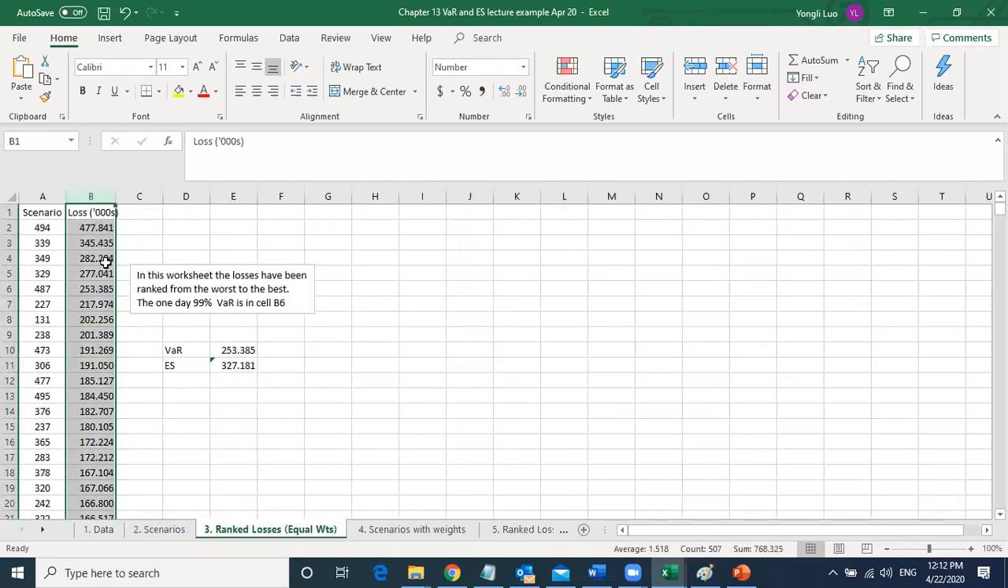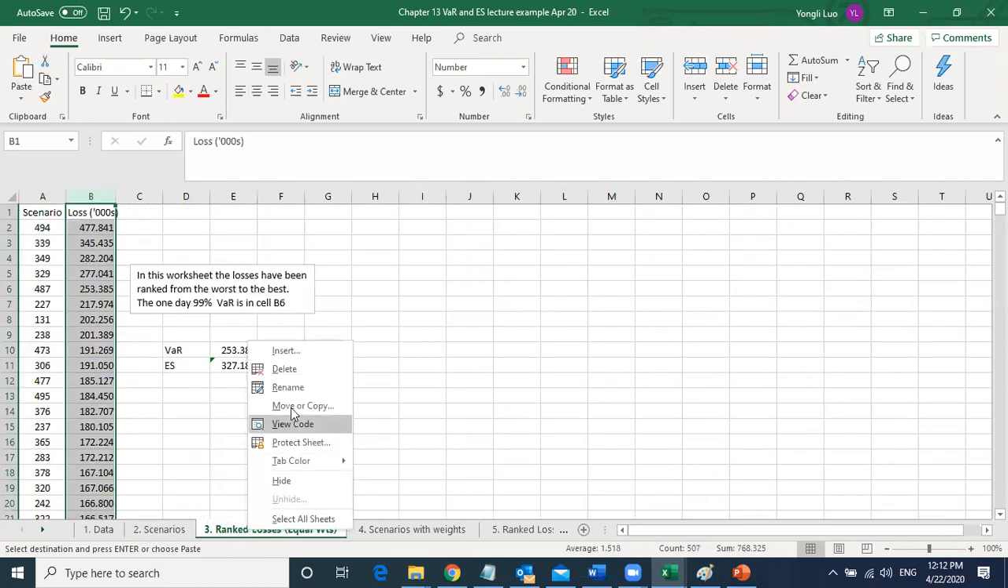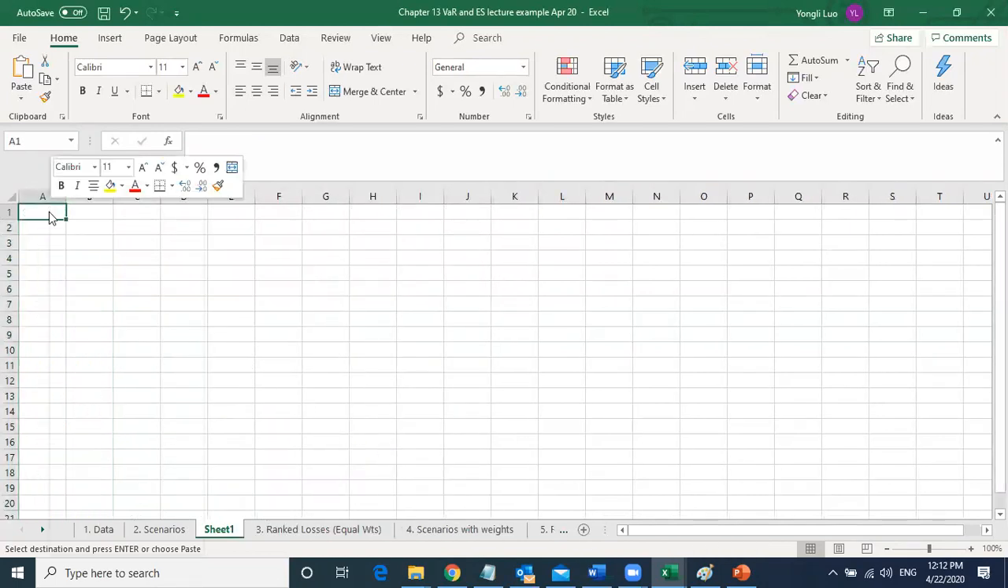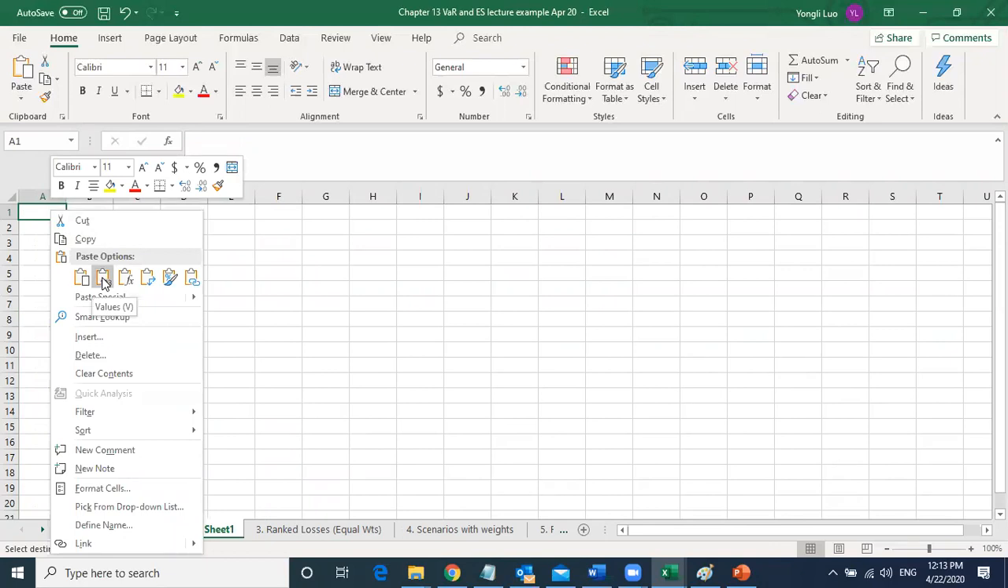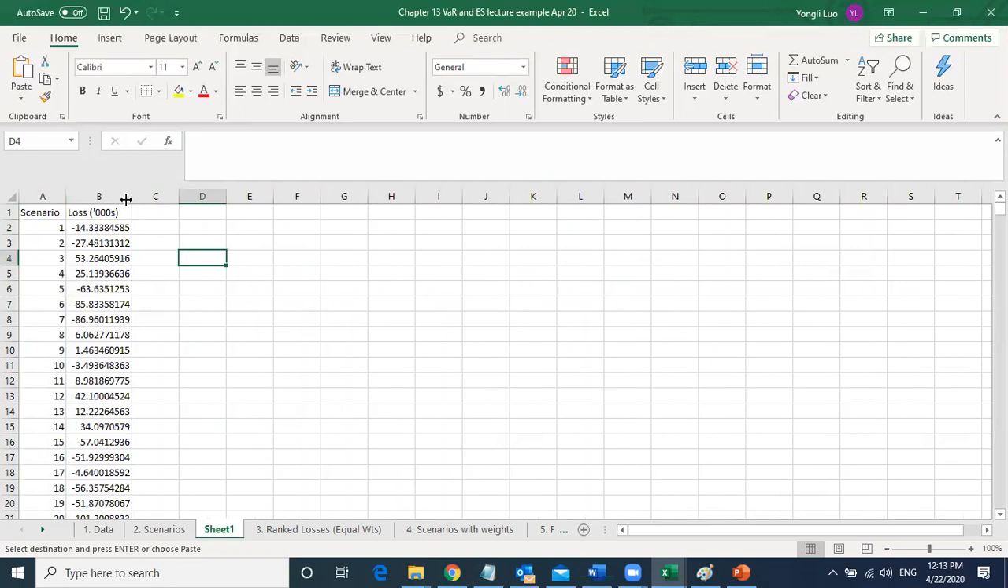So remember, we have all the losses, and this is the corresponding scenario. So we get these two columns copied. Make a copy, and then let's say you insert another Excel spreadsheet, and then you paste only the values. Do not paste the formula. Let's paste the values. Okay, there are different scenarios.